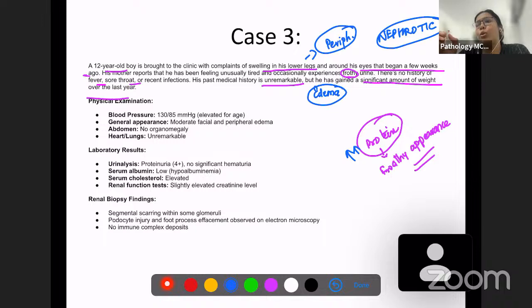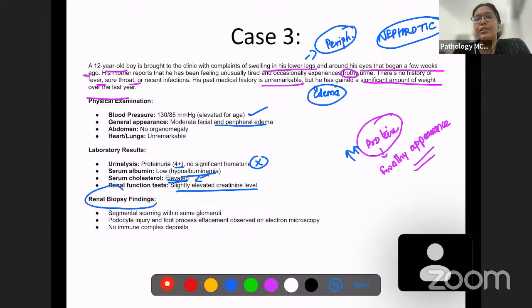So 12-year-old boy, what would you think of first? You think of minimal change disease. But let's read more and see what they are giving. Blood pressure is a little bit elevated for age. Again, edema is there. We already know proteinuria, no significant hematuria. Again, points towards nephrotic. Low serum albumin. Serum cholesterol elevated. Again, nephrotic. We saw that hyperlipidemia is there in nephrotic syndrome. Slightly elevated creatinine.